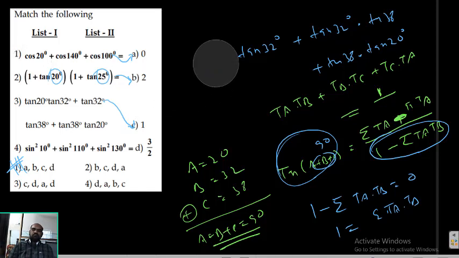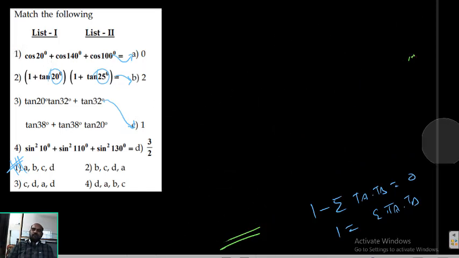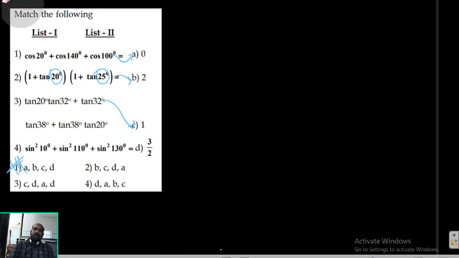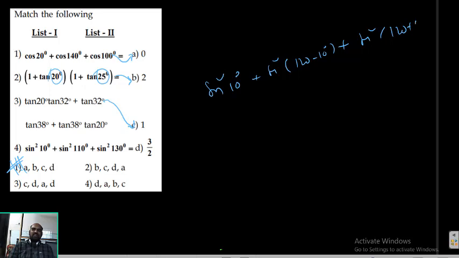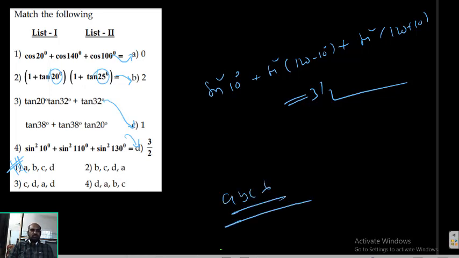Okay. Last one, that is sin square 10 degree plus sin square 120 minus 10 degree plus sin square 120 plus 10 degree. We have the formula directly, 3 by 2 only. Sin square theta plus sin square 120 plus theta plus sin square 120 minus theta equal to 3 by 2 only. So this is with a D. So finally what I can say, A, B, C, D. So that is option 1 is correct.